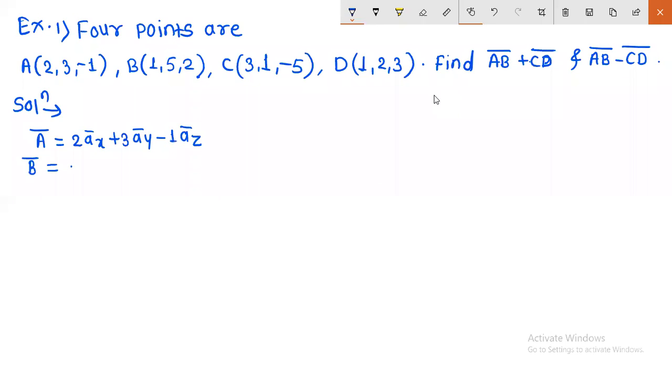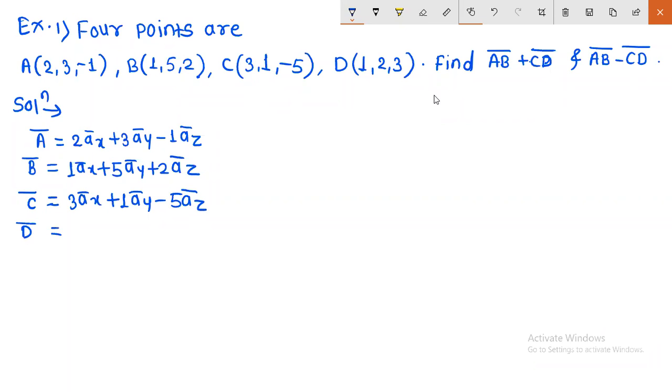1a bar x plus 5a bar y plus 2a bar z, correct. Then vector c bar can be written as 3a bar x plus 1a bar y minus 5a bar z. Then vector d bar is 1a bar x plus 2a bar y plus 3a bar z. Okay, so we get these four vectors here.